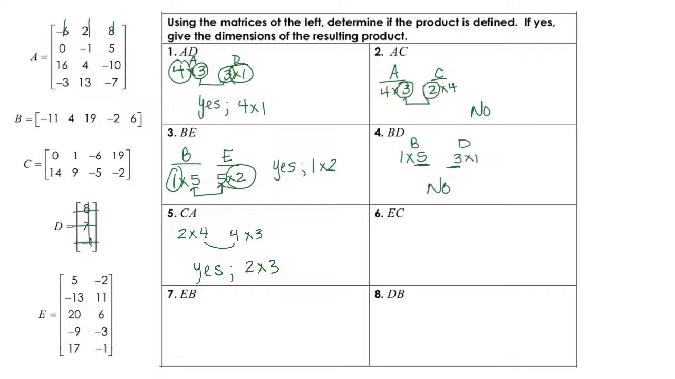Number 6, again, checking those dimensions, you have a 5 by 2. And then the other one was a 2 by 4. And so that's going to give you yes, and your dimensions would be a 5 by 4. It's a big matrix. All right, number 7 was a no. Hopefully we got no there. And then number 8 was yes, and your dimensions would be a 3 by 5.